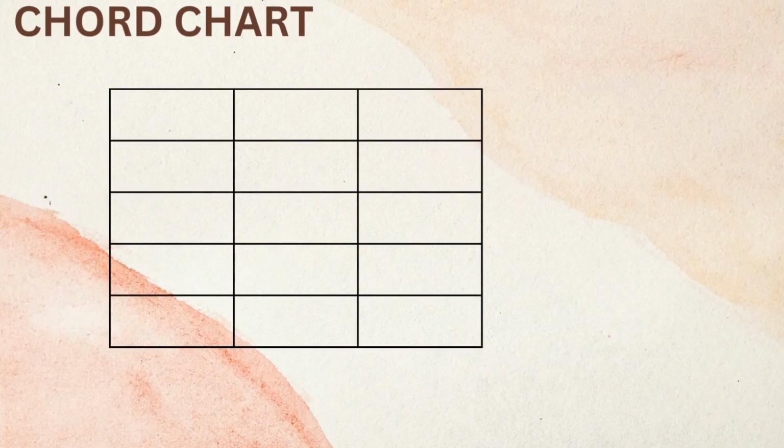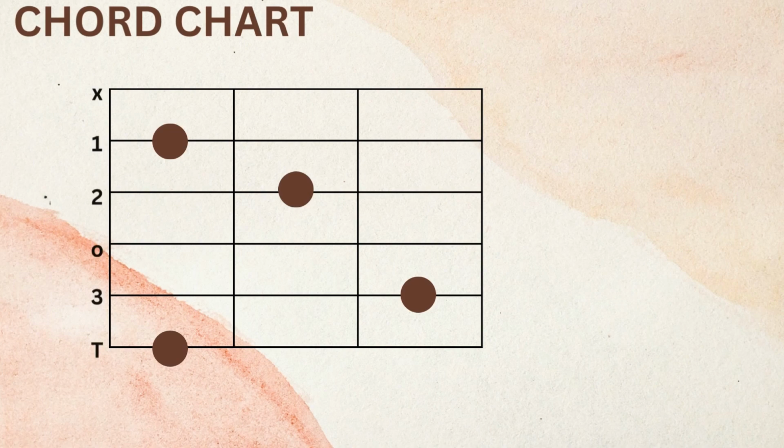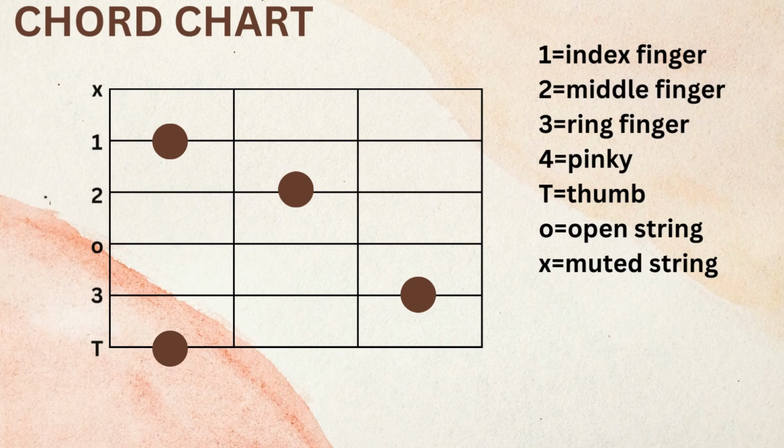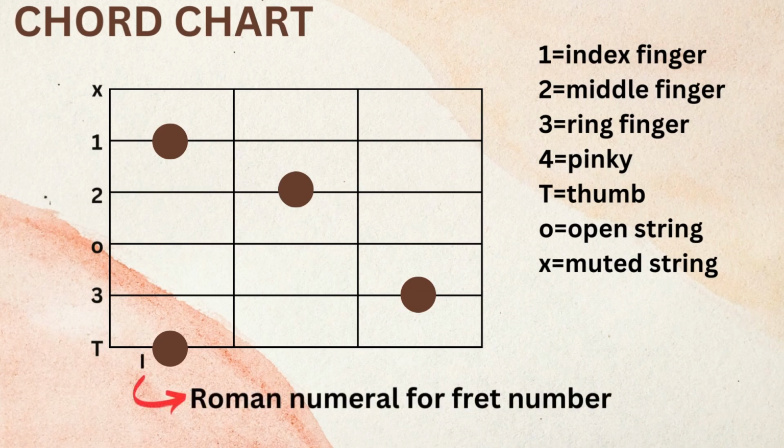A chord chart is a useful tool, especially for beginners, to familiarize the chords. The dotted lines represent the fretted strings. The numbers and symbols that appear on the left represent the fingers to be used and whether the strings are to sound open or muted. Open means the string will be strummed without fretting. Mute means no sound at all. The Roman numeral on the lower left represents the fret number, usually not present when chords are on the first 3 frets.